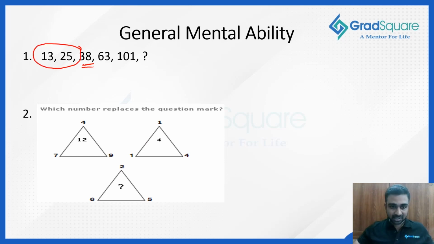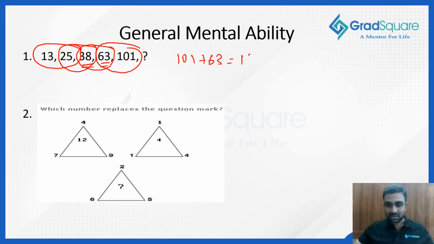What I'm saying here is 38 is obtained by adding 25 and 13. Similarly, 63 is obtained by adding 38 and 25. And 101 is obtained by adding 38 and 63. So such a series is called a Fibonacci series, and the next term will be 101 plus 63. So 101 plus 63 is going to give me 164 as my answer.